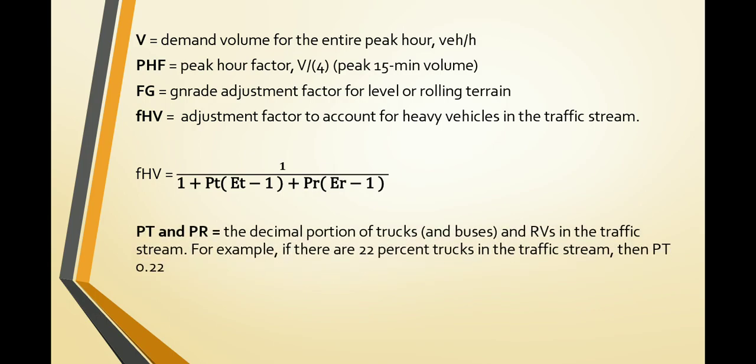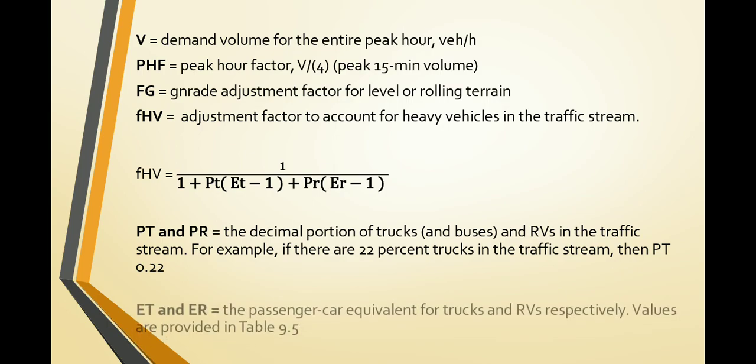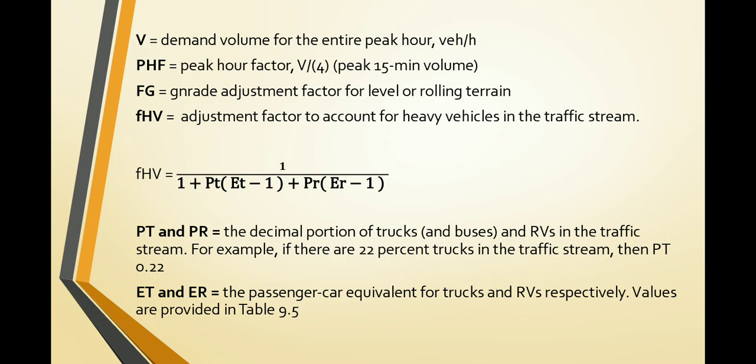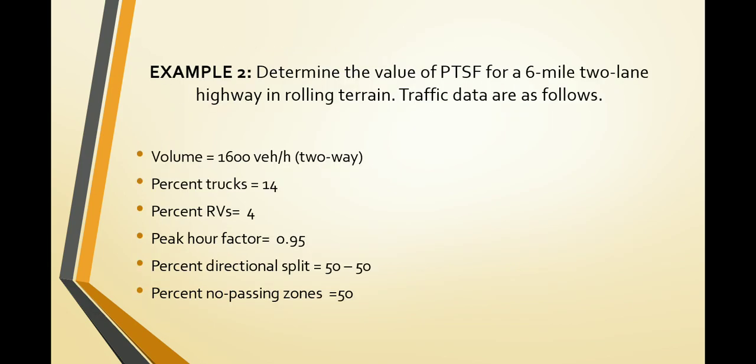PT and PR are the decimal portions of trucks and RVs in the traffic stream. For example, if there are 22% trucks in the traffic stream, then PT is 0.22. ET and ER are the passenger car equivalents for trucks and RVs respectively, with values provided in Table 9.5.